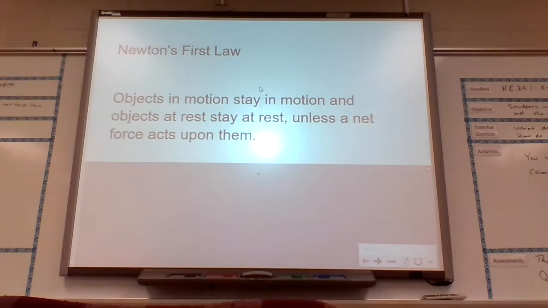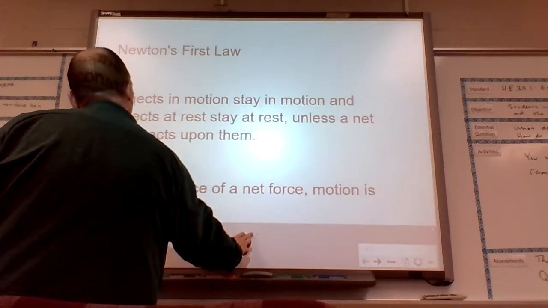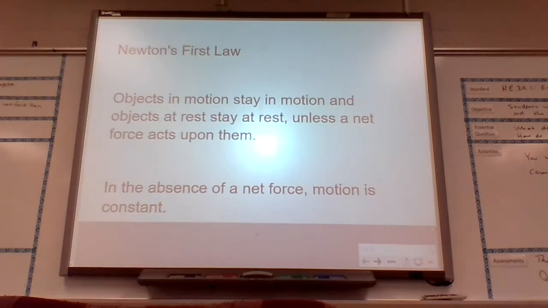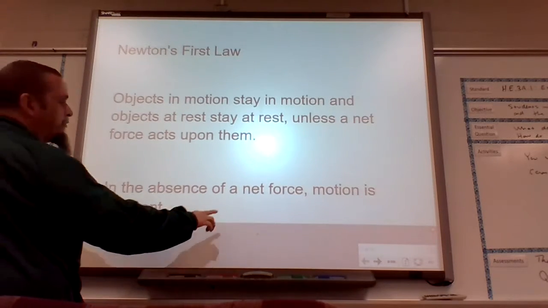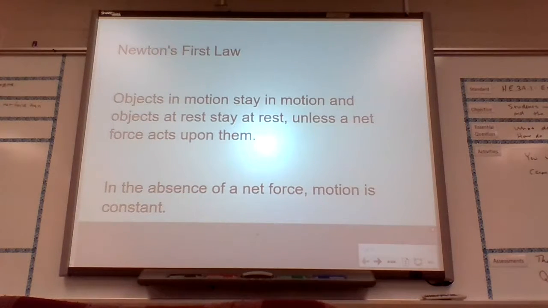What this means in more plain English, or at least in terms of how it applies to what we've been learning, is to say in the absence of a net force, the motion of an object is constant. So we've spent a little bit of time working on forces and net forces. Net forces, as you know, are when the forces that are acting on an object, the gravity, the normal force, the applied force, all that stuff, fail to cancel out. And you have something left over.